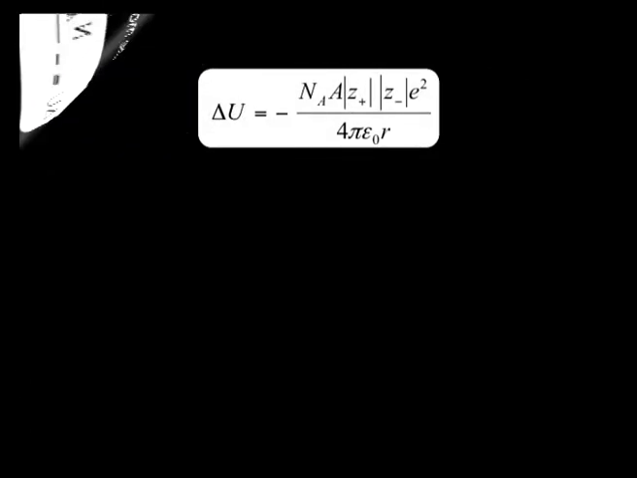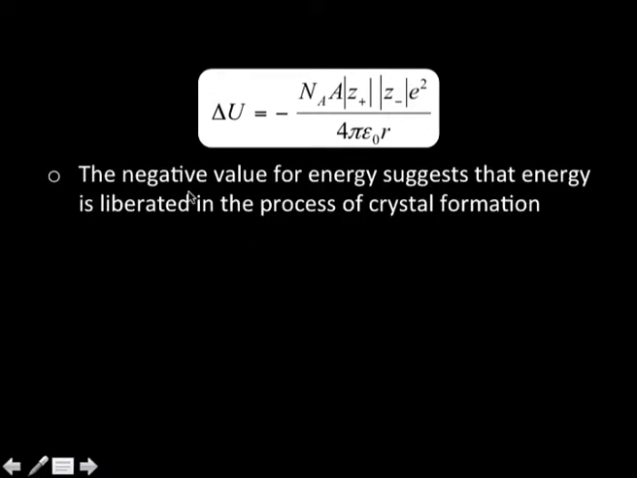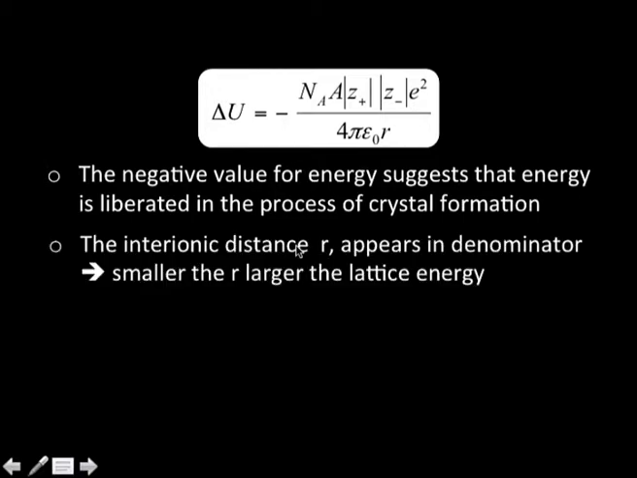Let us go a little further. This is the expression we got here, and if we analyze it, we find a few observations. First, the negative value indicates that this energy is going to be released; the energy will be liberated in the process, because this expression has a negative sign. The second observation is that the inter-ionic distance r appears in the denominator. That means the smaller the r, the larger is the lattice energy. If the ions are very small and close by, the lattice energy will be more.